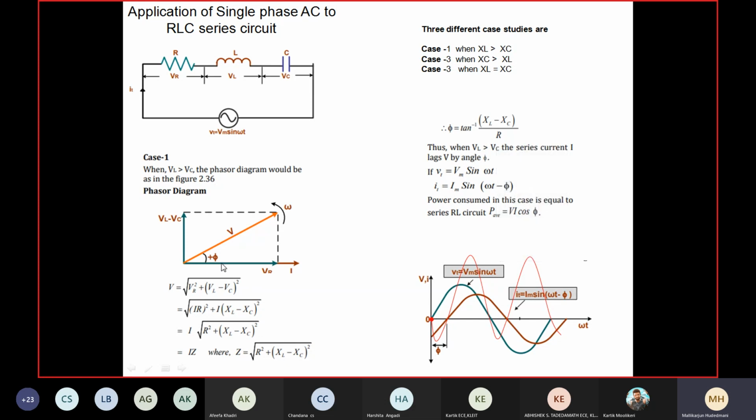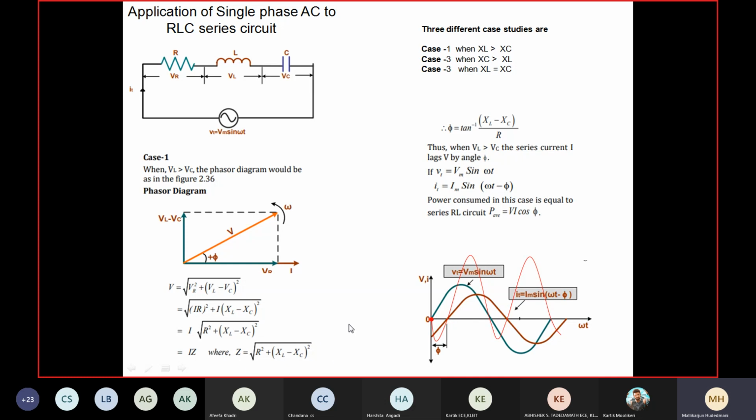This stands as the angle, or power factor angle. Cos phi is the adjacent side R by Z. We can write it this way also, R by Z. So we'll learn it when we go further. So we were able to get this vector diagram for a case study XL greater than XC, and we were able to tabulate or find out the relationships.